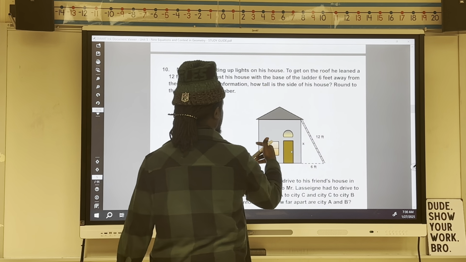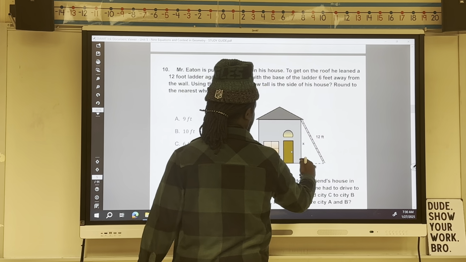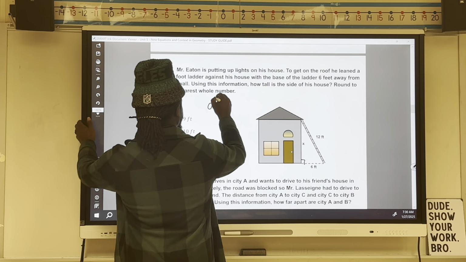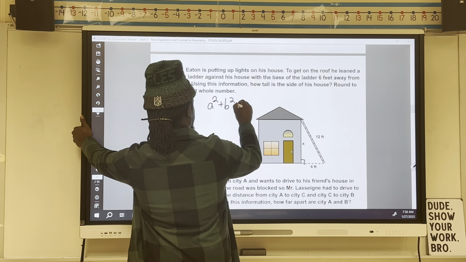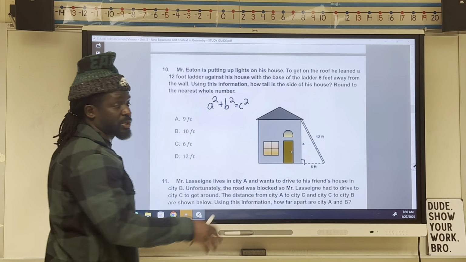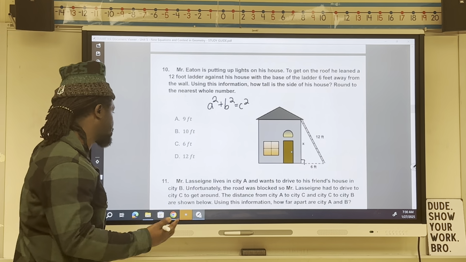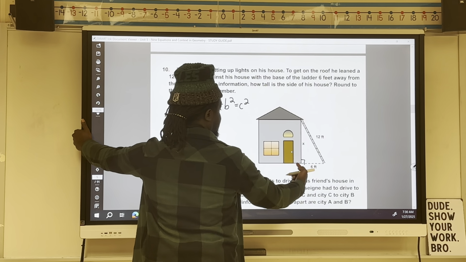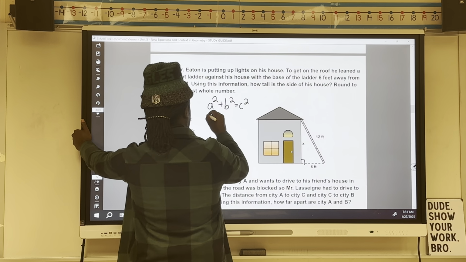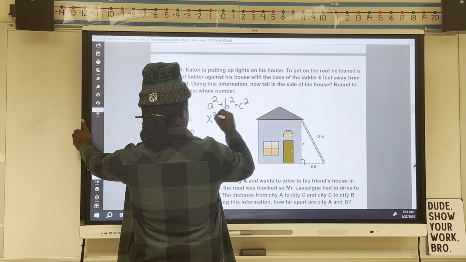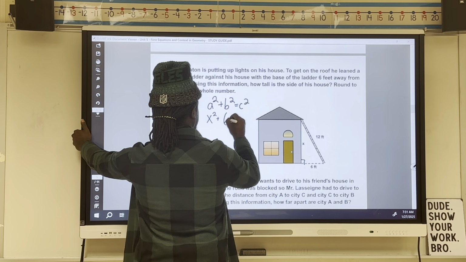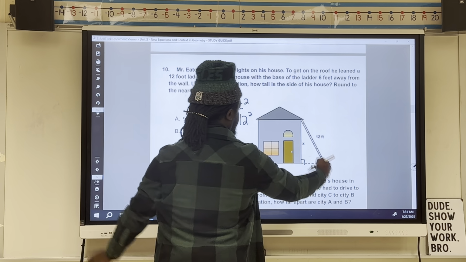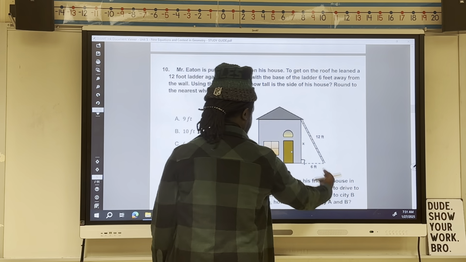Looking for the X. So when I have a triangle, I know this is a right triangle, so I can use the Pythagorean theorem. The Pythagorean theorem is A squared plus B squared equals C squared. Anytime you have a right triangle, that's what you're going to need to use. So X and 6 are my legs, that's the A and B. X squared plus 6 squared equals 12 squared, because that's C. And I know that's C because it's always the longest one.